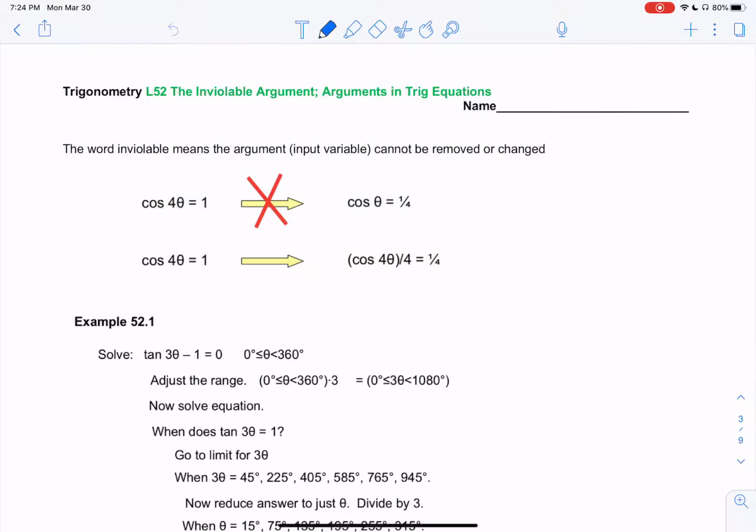Hello, Trig students. This is lesson 52. We're going to be working on the inviolable argument within trig equations.